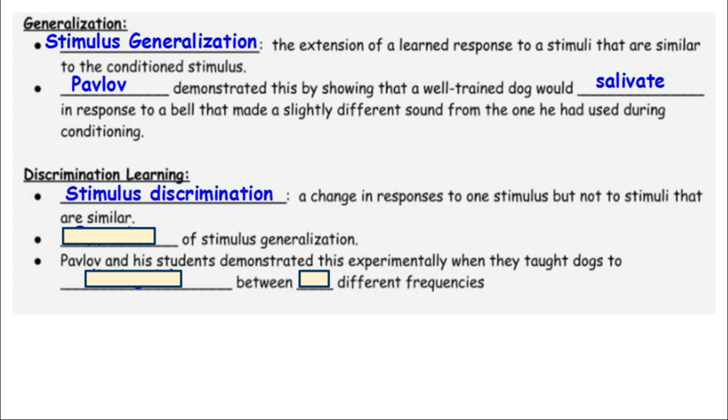Discrimination learning, or stimulus discrimination, is a change in responses to one stimulus, but not to stimuli that are similar. So it's the opposite of stimulus generalization. Pavlov and his students demonstrated this experimentally when they taught the dogs to distinguish between two different frequencies of tones.